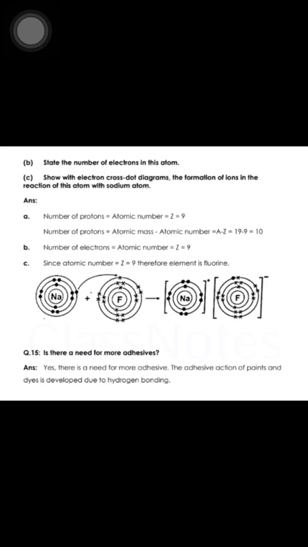But in question number 15, is there a need for more adhesives? Yes, there is a need for more adhesives. The adhesive action of paints and dyes is developed due to hydrogen bonding. Why is it needed? We already discussed it when we studied hydrogen bonding. Okay, give what adhesives are and why these are important and why they are needed. So you just have to write down these two lines to complete the answer.